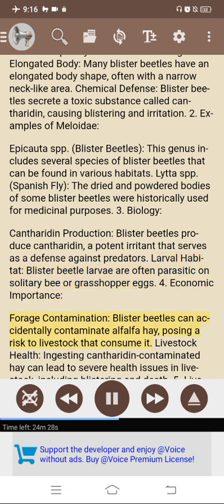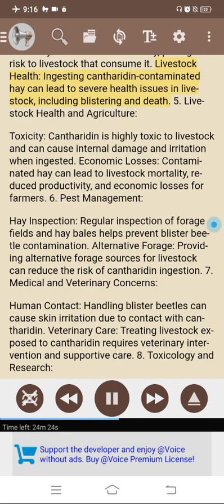4. Economic importance. Forage contamination. Blister beetles can accidentally contaminate alfalfa hay, posing a risk to livestock that consume it. Livestock health. Ingesting cantharidin-contaminated hay can lead to severe health issues in livestock, including blistering and death.